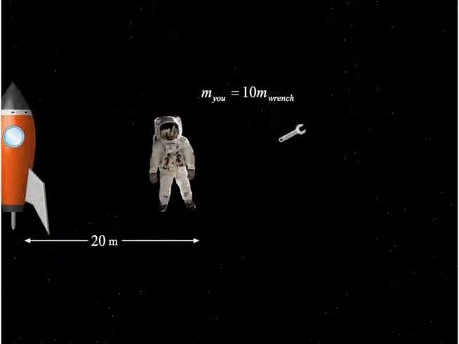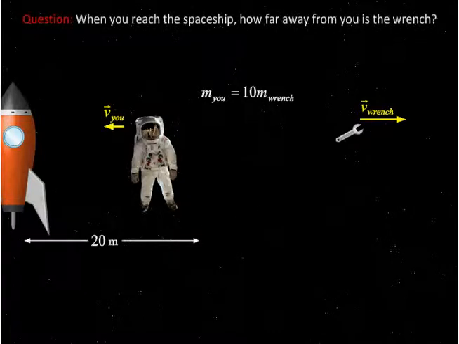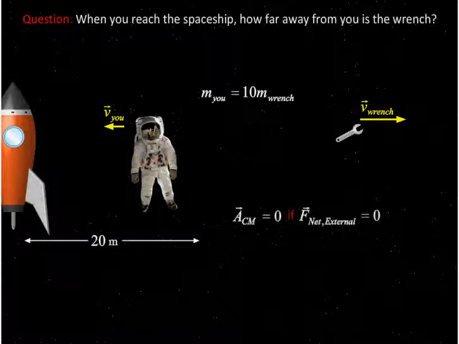So you throw the wrench as hard as you can in a direction away from the spaceship, which causes you to move in the opposite direction, toward the spaceship. When you finally reach the spaceship, how far away from you is the wrench? The key concept in solving this problem is that the acceleration of the center of mass of a system will be zero if the external force on the system is zero.